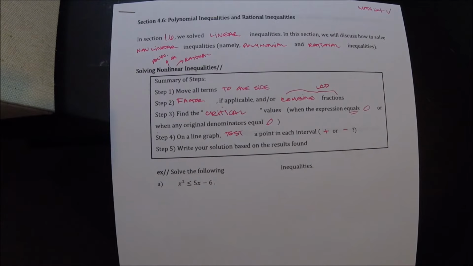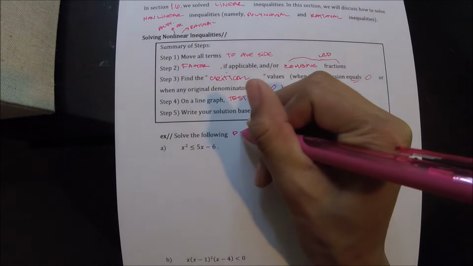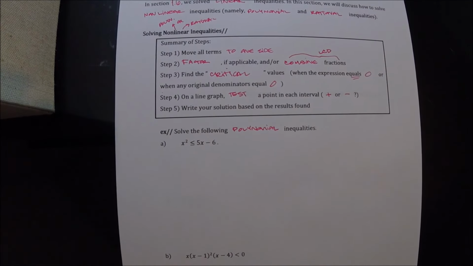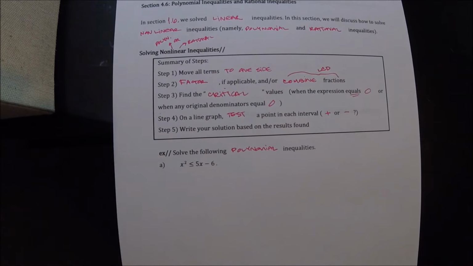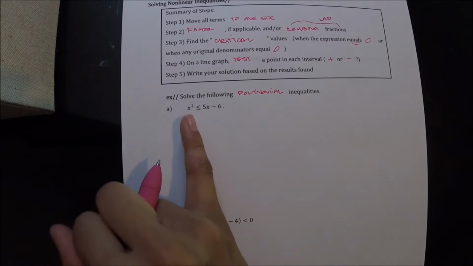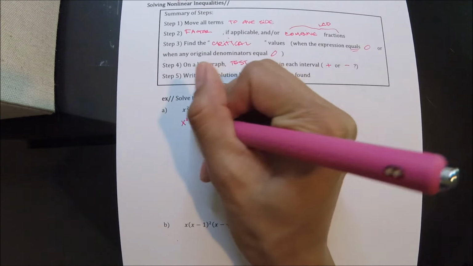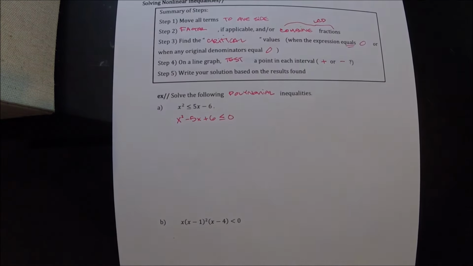So let's just do an example, or actually this whole section is just doing a lot of examples to get the hang of this. First we're going to start with polynomial inequalities. Solve the following polynomial inequalities. First step, we need to move everything to one side. I think it's a better idea to always move everything to the left side. So we're going to subtract the 5x, and then add the 6, and that will leave us with this.